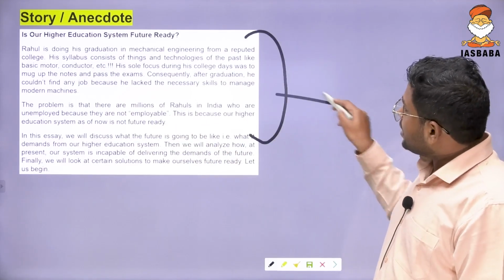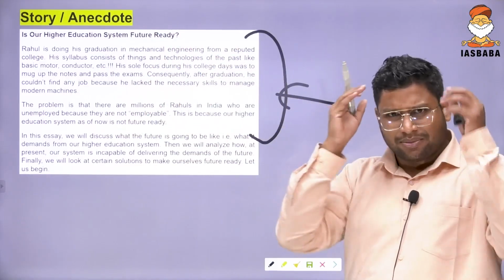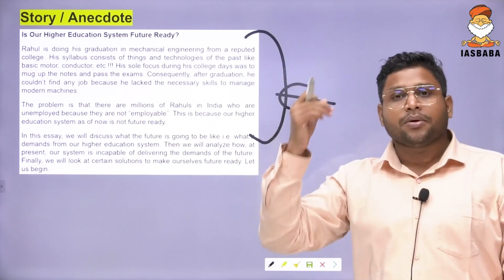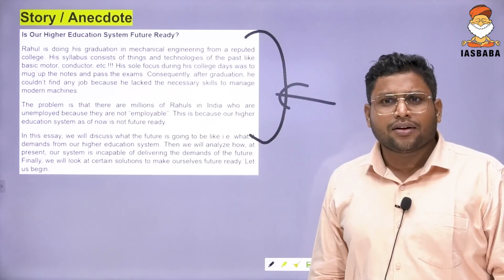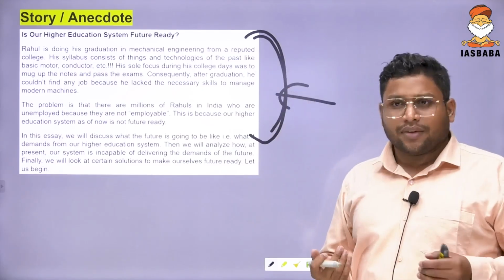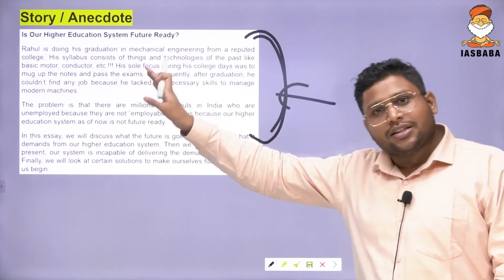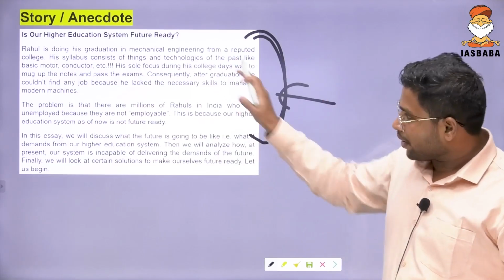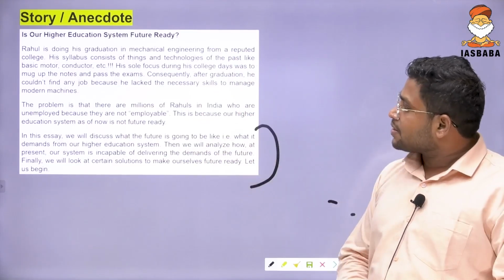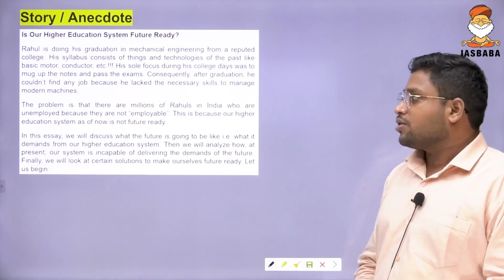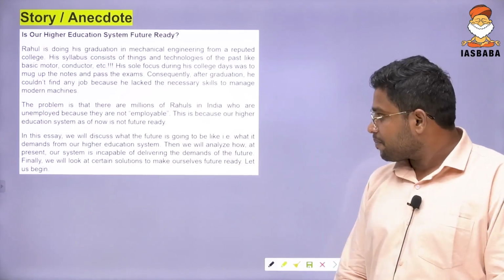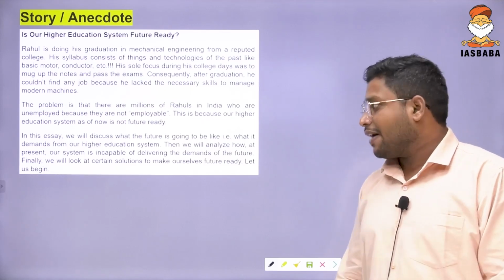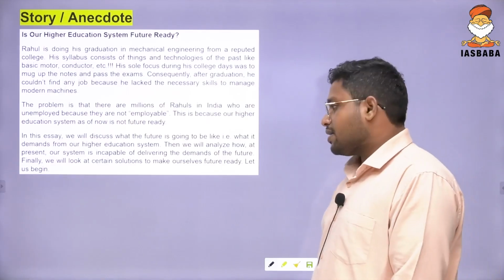Now see, this person has shown this story very well. Is it something new? Do you think he has come up with something very new? He read from some very good notes? Nothing like that. This is a basic observation. Most probably this person is an engineer. He faced all this thing and he has written his story. Okay. Now, in this essay, we'll discuss what the future is going to be like. That is what it demands from our higher education system. Then we will analyze how at present our system is incapable of delivering the demands of the future. And finally, we'll look at certain solutions to make ourselves future ready.